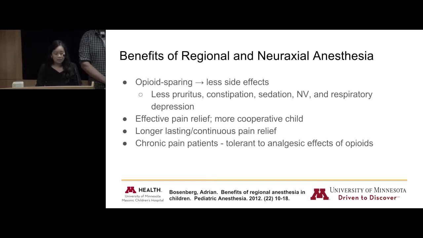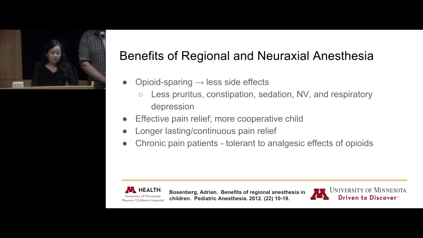It has a really large effect on chronic pain patients, where you often get patients that are extremely tolerant to opioids, and then you're going up and up on the doses. So it can play a very large role in giving those kiddos, those challenging patients, effective pain relief.